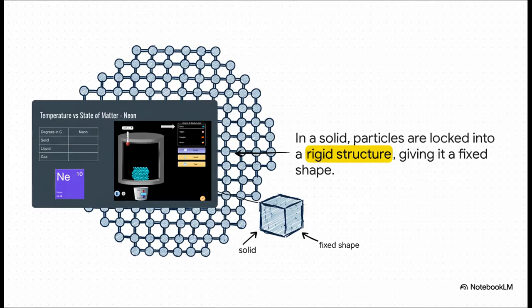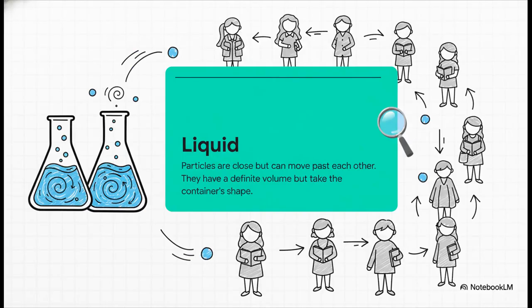You can see it right here. The particles are held in this perfectly orderly, tightly packed structure. This rigid grid is what gives a solid its definite shape and makes it, well, solid. All right, next up, liquids.